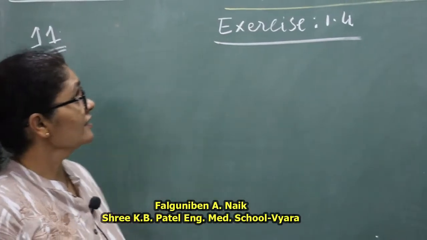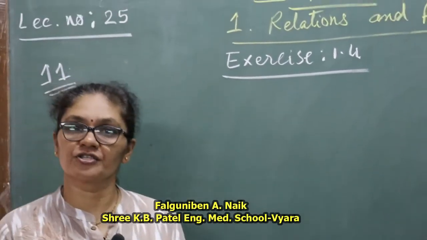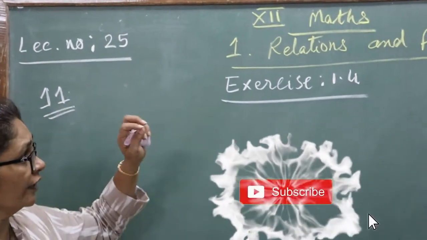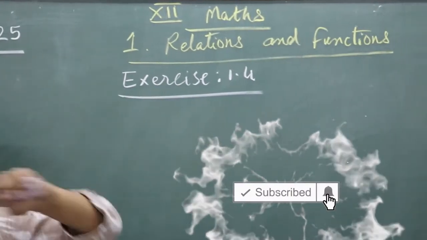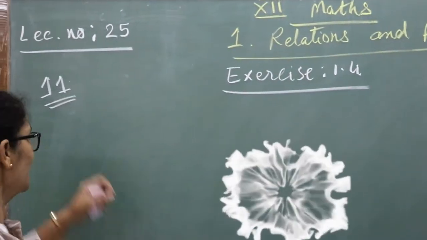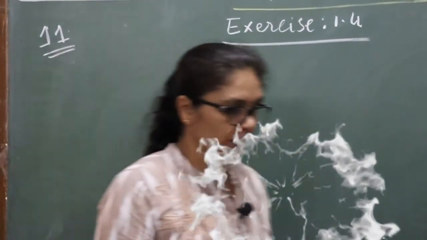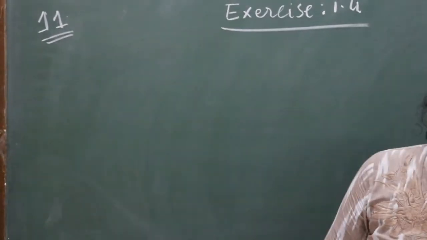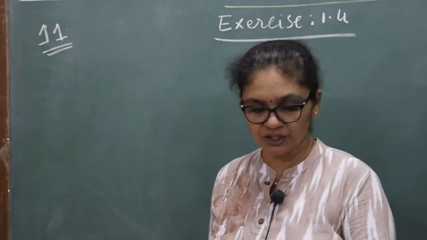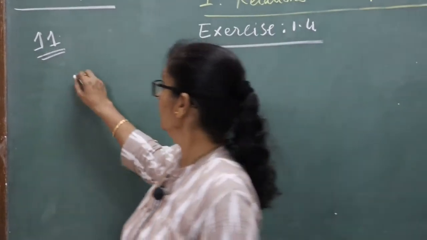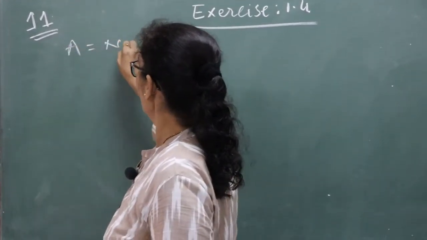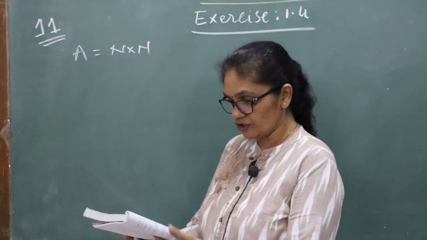We are discussing our first lesson, relations and functions, and we have already completed 10 questions of exercise 1.4. So today we start from question 11. You can open your textbook, page number 25, and check your 11th question. Your set is mentioned on N cross N. The set is mentioned on natural numbers.